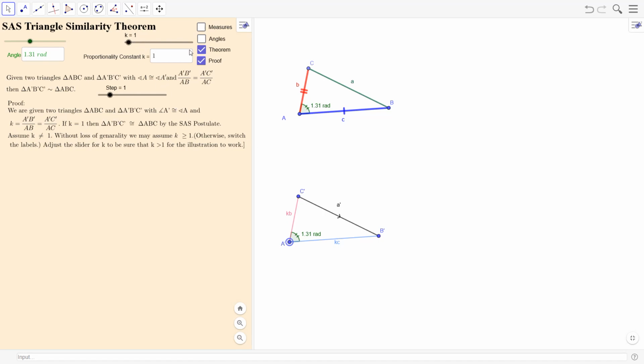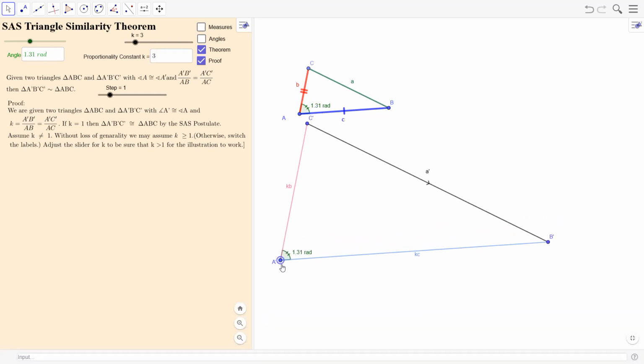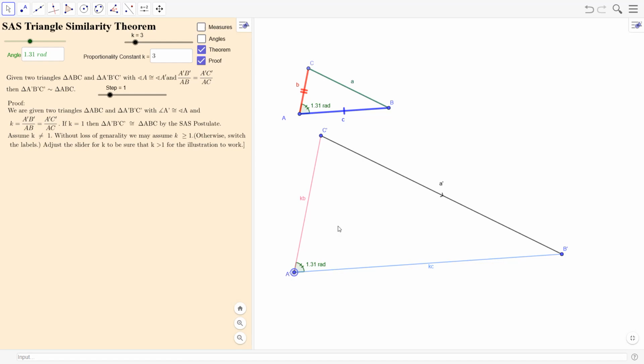Now, it really doesn't matter which one is the biggest one, but let's assume that K is bigger than 1. Let's say, let me set it like 3 for right now. Okay? So K is bigger than 1. If K is not bigger than 1, we'll just relabel these guys up here with primes and these without the primes and then proceed that way. Okay? So we can do this without loss of generality, and so this is cool.